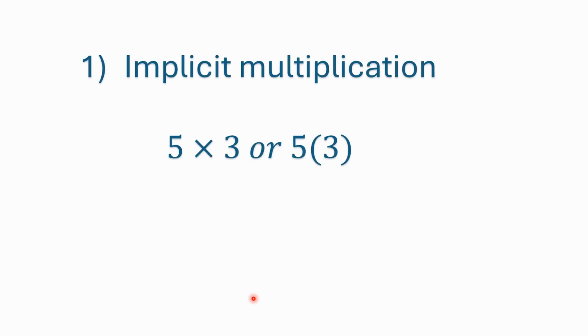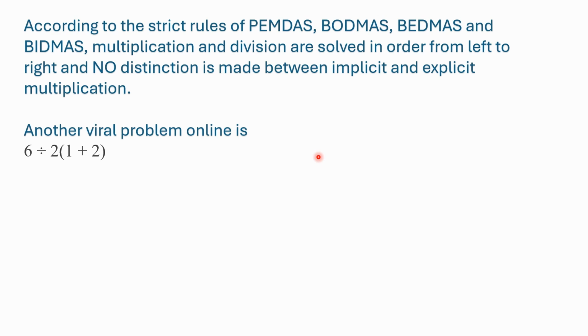Okay, so implicit multiplication. So again, if you have 5 times 3, you have your multiplication symbol, 5 times 3, or 5 times 3 can be represented this way. This is considered implicit multiplication, this multiplication on the right. It's the same thing. Now, again, I said it initially, according to the strict rules of PEMDAS, BODMAS, BEDMAS, and BIDMAS, multiplication and division are solved in order from left to right, and there's no distinction made between implicit and explicit multiplication.